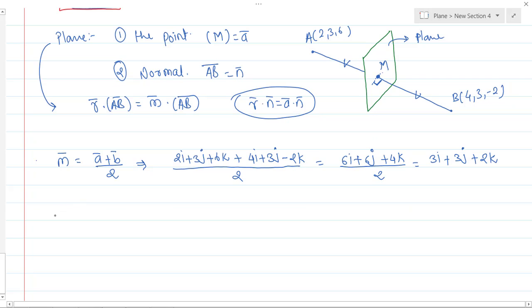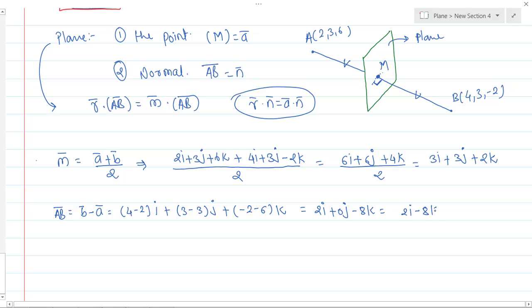So now let's solve for this AB bar. AB bar equals B bar minus A bar. So B bar is how much? It's 4 minus 2 i, plus 3 minus 3 j, plus minus 2 minus 6 k. So this is nothing but 2i plus 0j minus 8k, which equals 2i minus 8k. This is what we get as the AB bar, and this equals N bar. Now let's substitute in this equation and you will get the final answer.